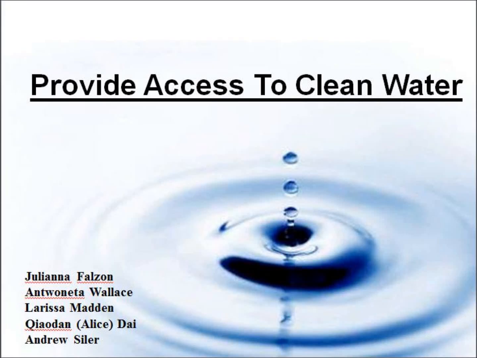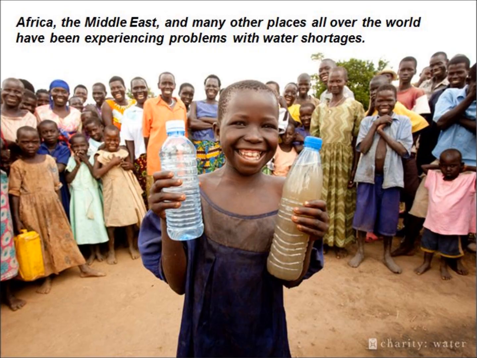In the world today, there are too many places that have been experiencing a water shortage. Engineers for years have been trying to figure out a solution to the water shortage epidemic. Africa, the Middle East, and many other places all over the world have been experiencing problems with water shortages, even places in America. The water that these people do have access to is too soiled for consumption.